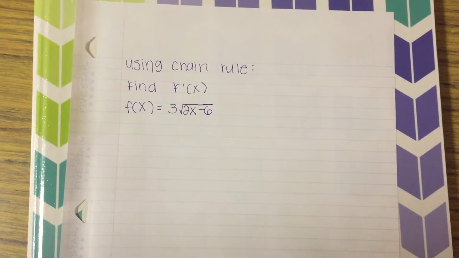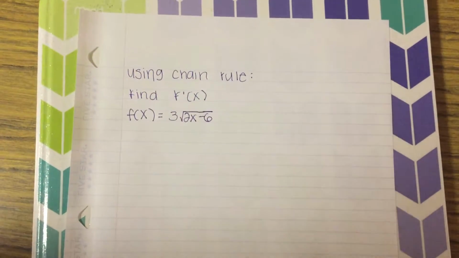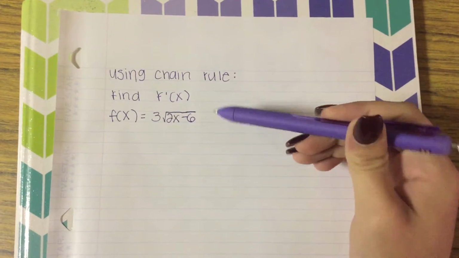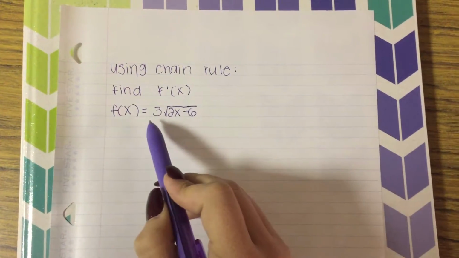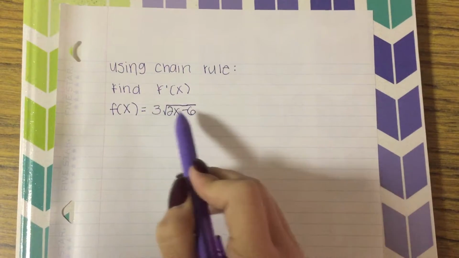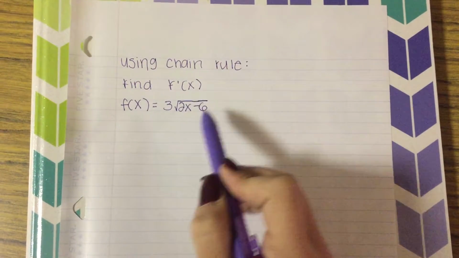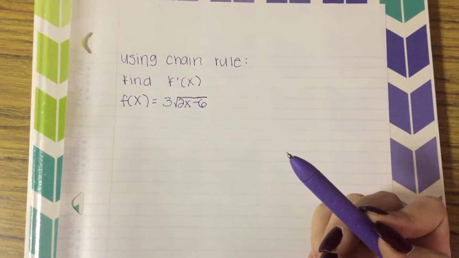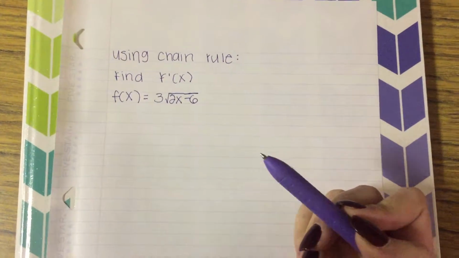Alright, so today we're going to be using the chain rule to find the function prime of x. So here you have your function of x equals 3 times the square root of 2x minus 6. So let's get started, shall we?